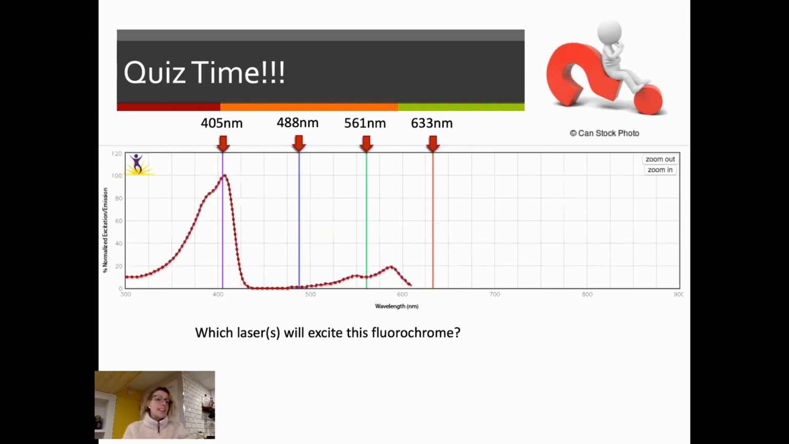So if we look then at this fluorochrome, you can see there's kind of two different peaks. So which of these lasers would you use to excite this fluorochrome? Now, if you pick the one that's at the peak excitation, 405, you are correct. So whenever you're looking at which laser you're going to use, you always want to pick the laser closest to the peak excitation point. This will give you the best excitation of that fluorochrome.